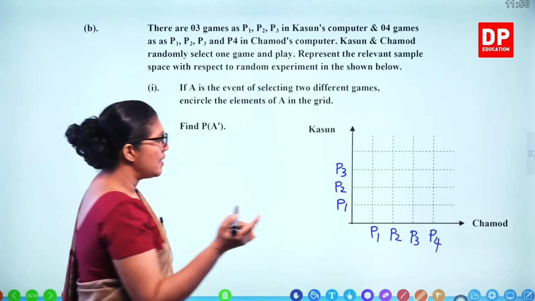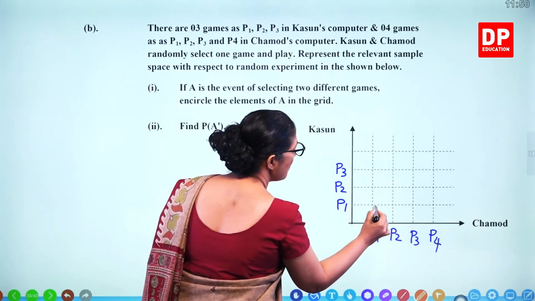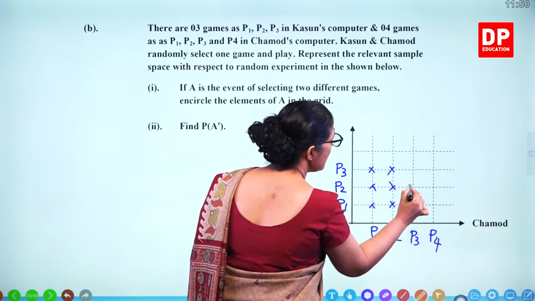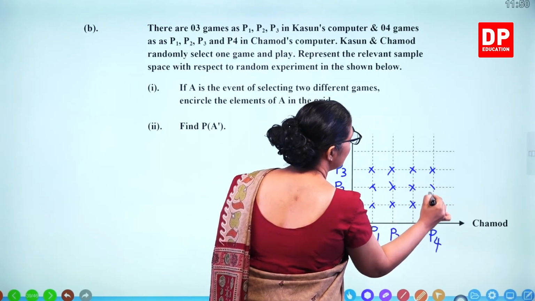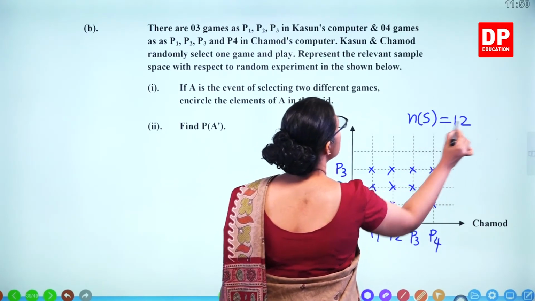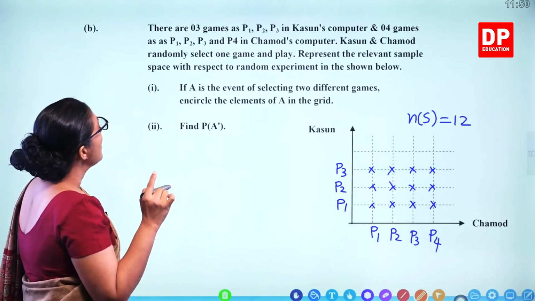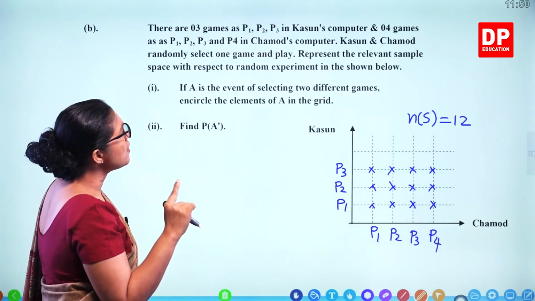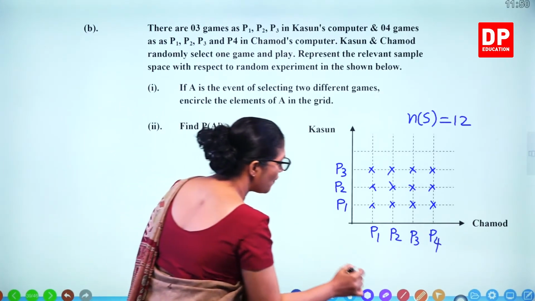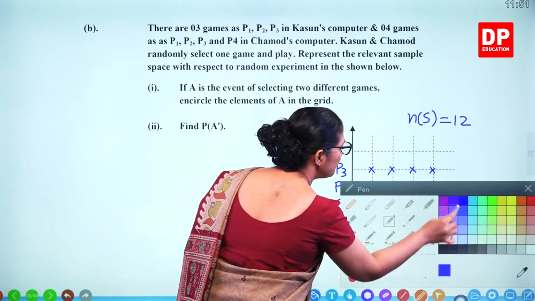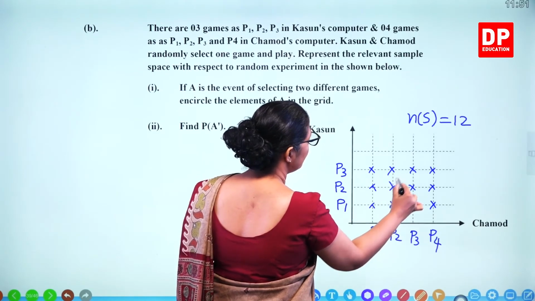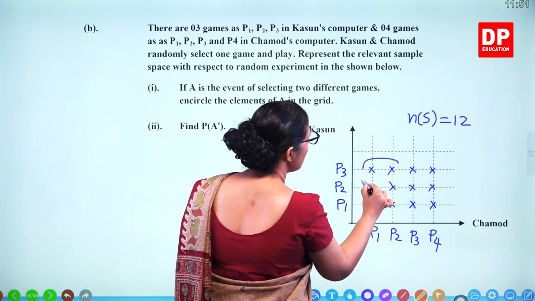So anybody can play any game because these are independent. So all possibilities we have to consider. So 3 times 4, altogether 12. 12 is the sample space size. If A is the event of selecting 2 different games, encircle the elements of A in the grid. 2 different ones. So you can take the same thing. So without taking these 3, you have to take this one.